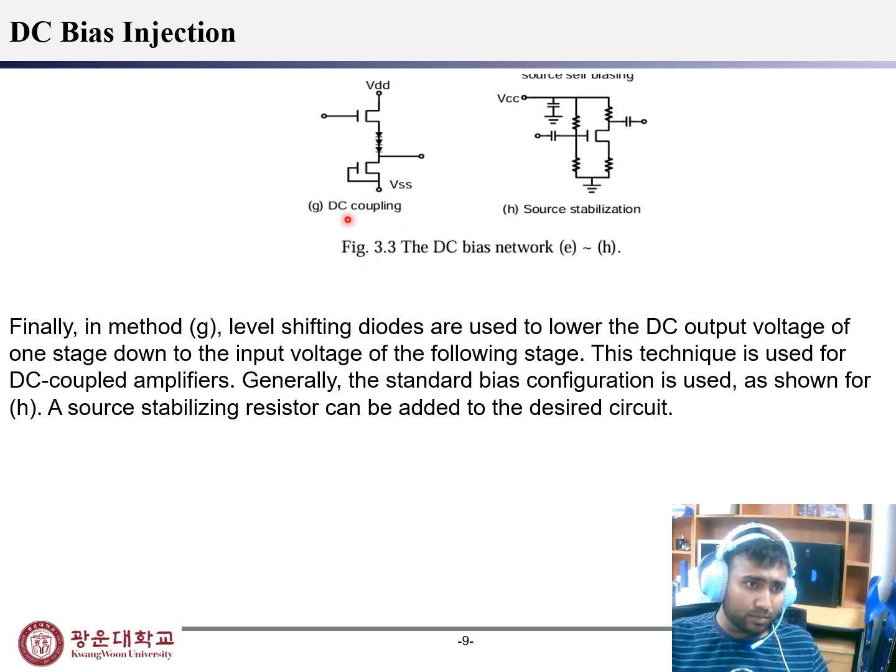Finally, in the DC coupling method, level shifting diodes are used to lower the DC output voltage of one stage down to the input voltage of the following stage. This technique is used for DC coupled amplifiers, and source stabilization is shown in figure A. A source stabilizer resistor can be added to the desired circuit.